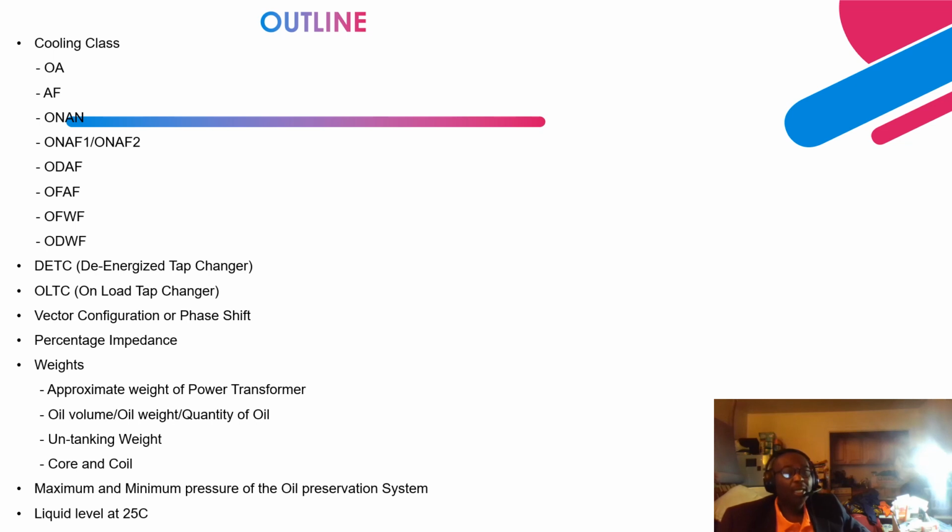Next is forced air. AF is also an ANSI nomenclature, meaning that it has directed cooling utilizing staged cooling fans. You have fans that are mounted on the surface of the radiators, and you can have multiple of them depending on the size of the transformer. You can have stage 1, stage 2, stage 3. I've run into bigger transformers that go all the way up to stage 4 cooling fans.